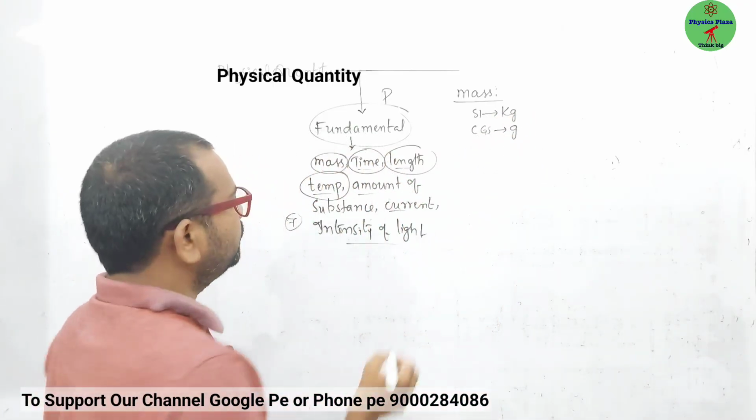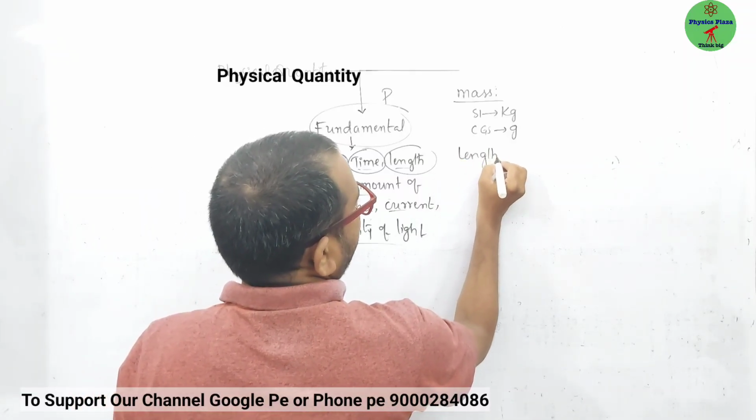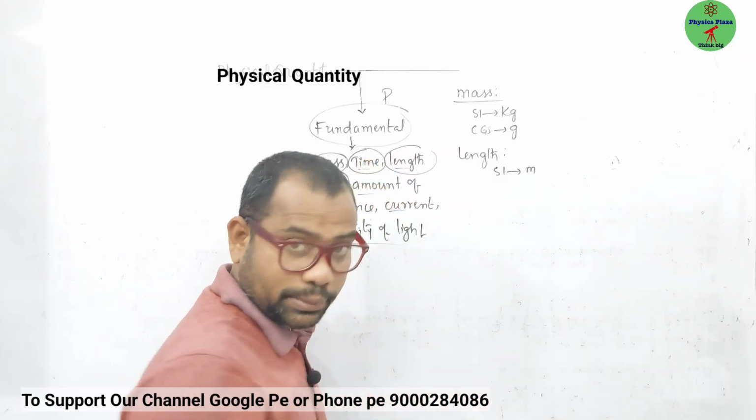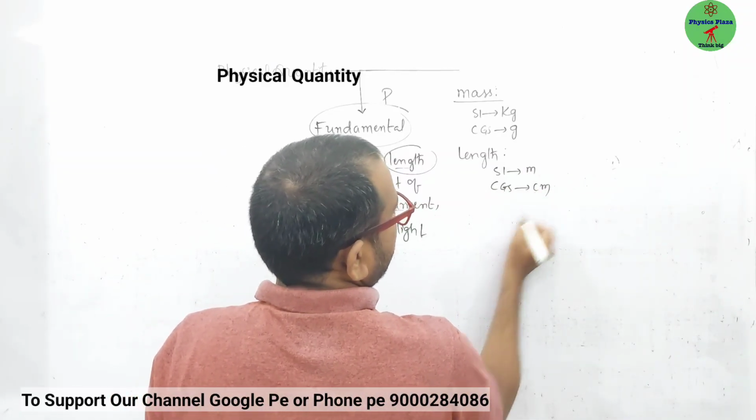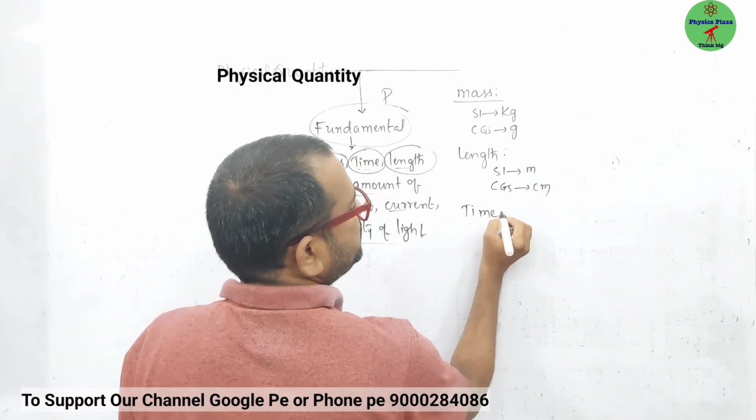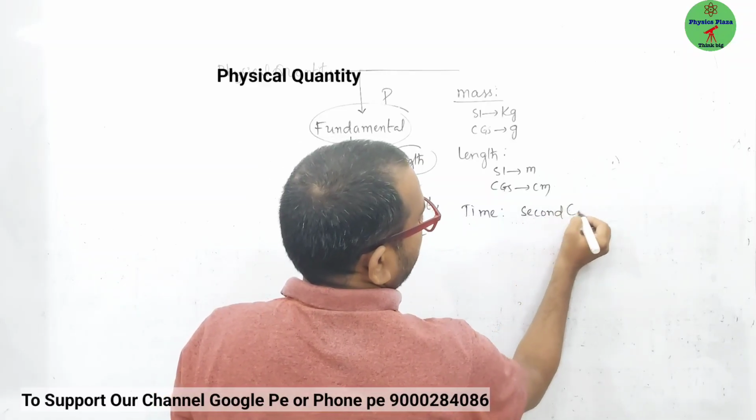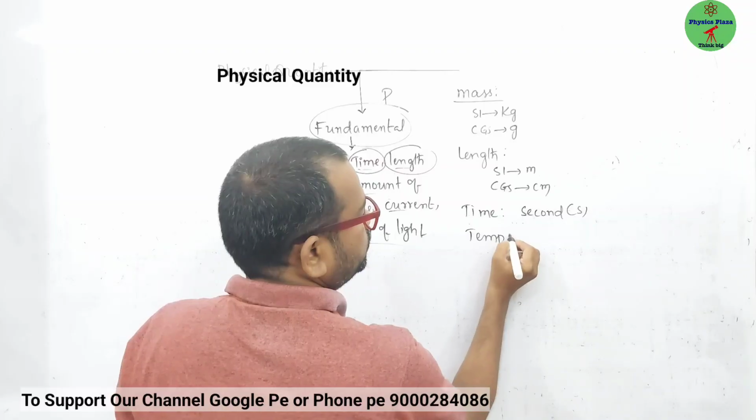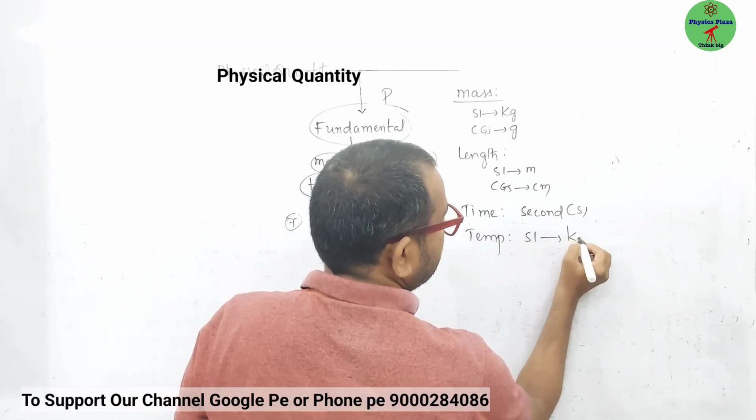Now if you take length, the SI unit of length is meter. I am writing just the symbols. The CGS unit is centimeter. For time, in all systems the unit is second only. Next is temperature. For temperature, the SI unit is kelvin.